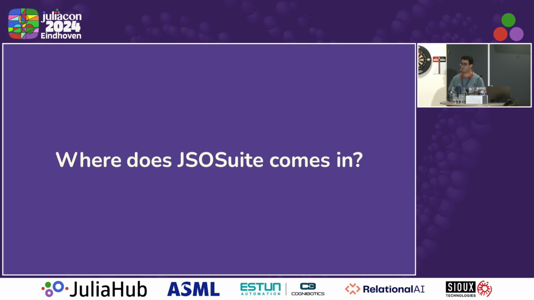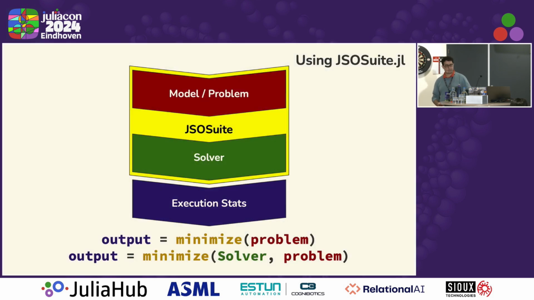So where does JSO Suite come in all of this? Well, JSO Suite is essentially wrapping this part and making it a bit more user-friendly. So instead of worrying specifically about the model provenance and the solver that you're using, we try to make it easy for you, and we focus on a function called minimize. Minimize, in yellow here, is JSO Suite. The problem is something from somewhere. We're going to go over some examples, and you just have an output. Optionally, you can give the solver as well, and then you can be precise on your solver requirements.